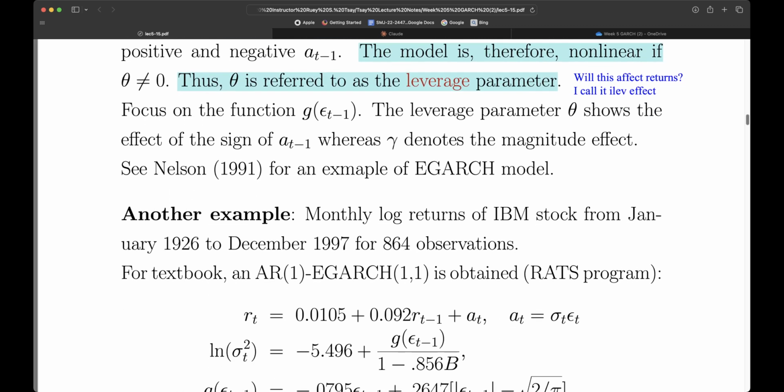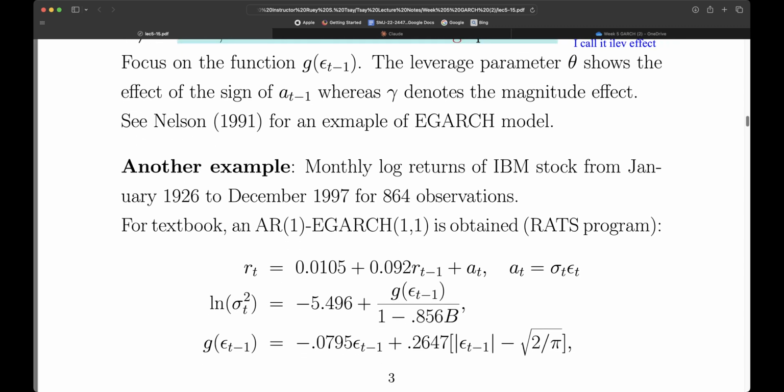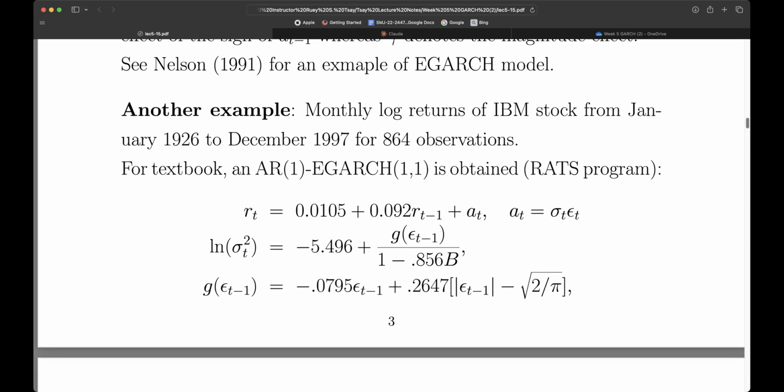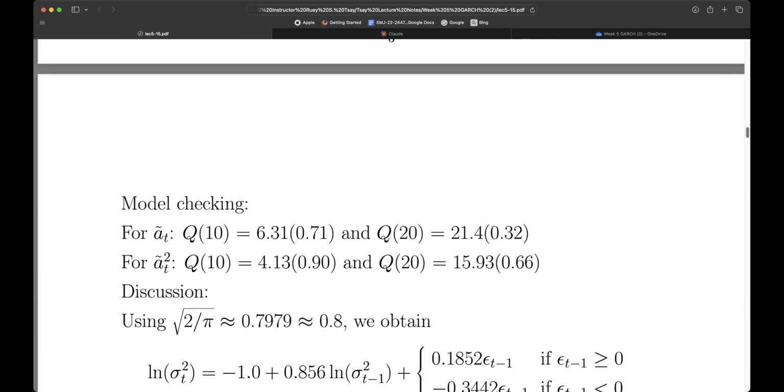Another example: monthly log return of IBM stock from January 1926 to December 1997, 864 months. Okay, the textbook AR(1)-GARCH(1,1) model is obtained by this one. r_t is, well, we have AR(1) and then we have this log part. Okay, and then g looks like this. And then we have model checking, something like this.